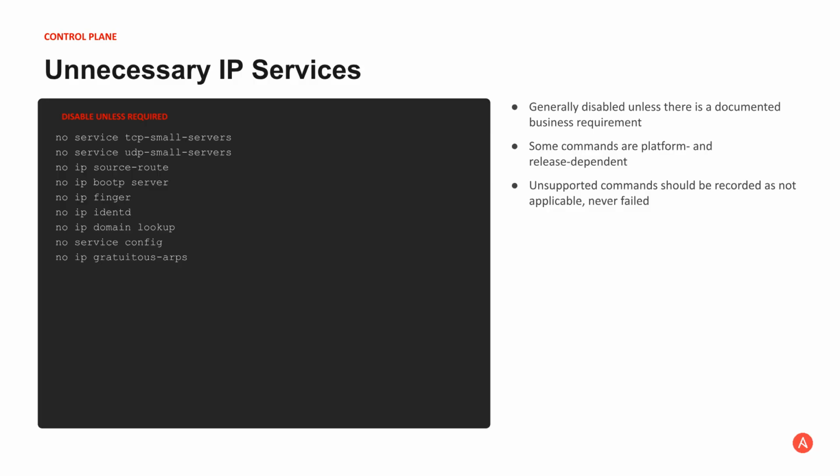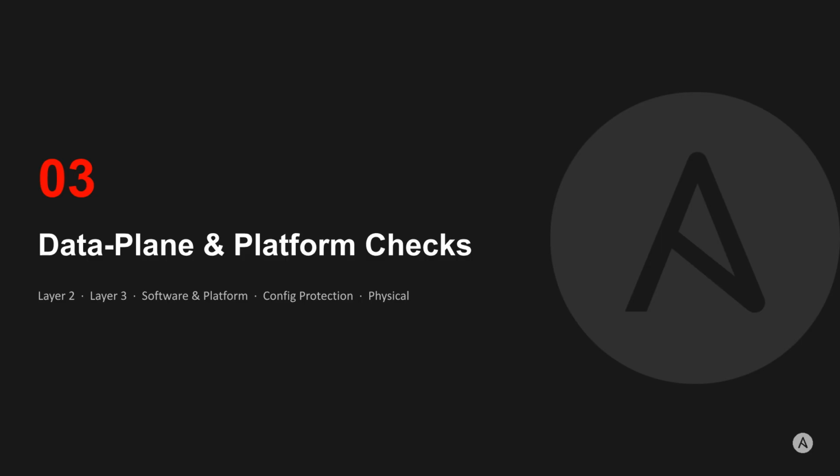Finally, we audit unnecessary services like legacy TCP or UDP small servers and IP source routing. These services increase the attack surface and should be disabled. Importantly, our framework handles platform-specific variations by identifying unsupported commands as not applicable rather than reporting them as failures. This completes the initial management and control plane sections.